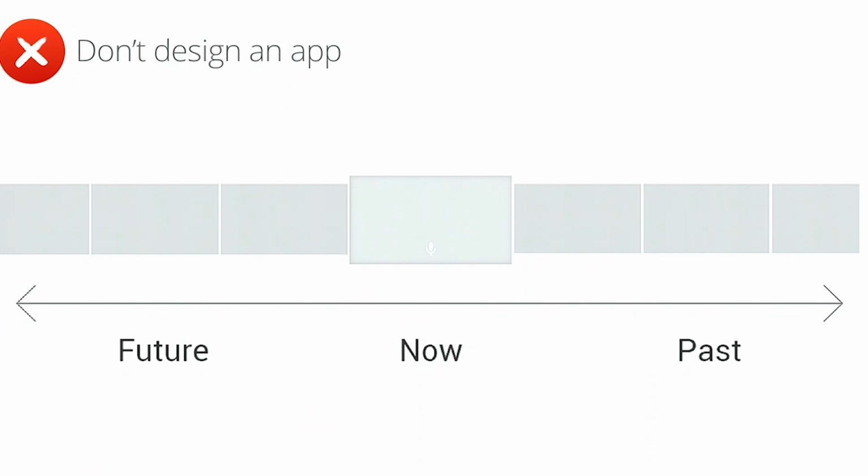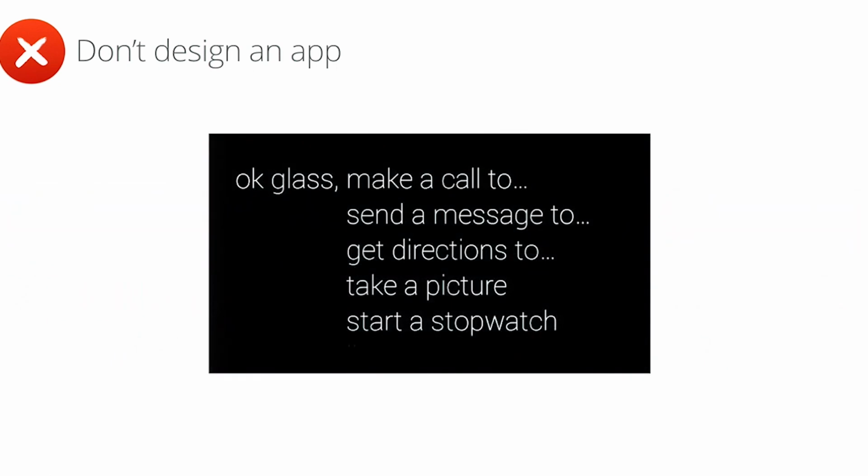And there's two important points here. First, the glass UI model is time-based. It's not an app model. At no point will you find a wall of icons that you can choose to launch, right? Instead, we use voice commands. And these voice commands aren't launch maps. It's get directions to. It's an action.